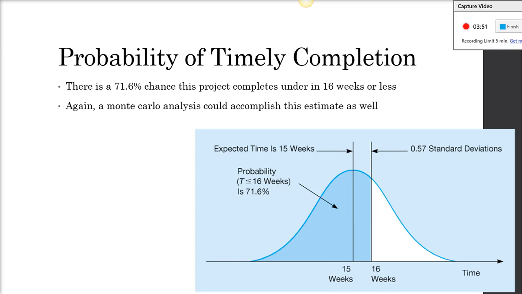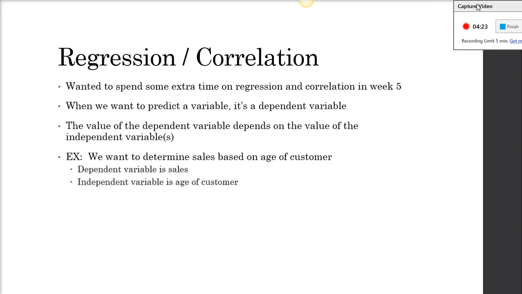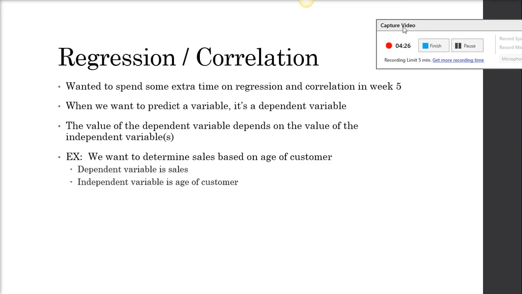But there is variance, and there is a chance that we go over budget. And based on that standard deviation, there's a 71.6% chance that this project is completed in under 16 weeks. And I put this note here. Instead of using the formula provided, you could do a Monte Carlo analysis for each one of these steps and determine this as well. But we're not going to do that. I'm going to stop here, and then we'll finish up with regression and correlation.